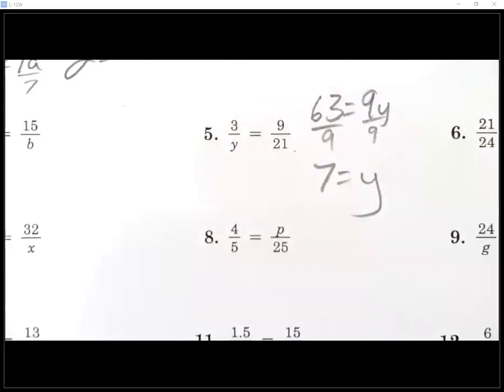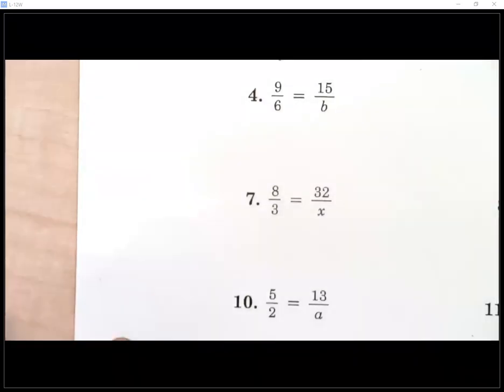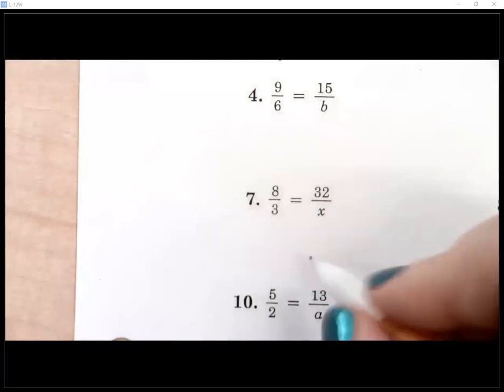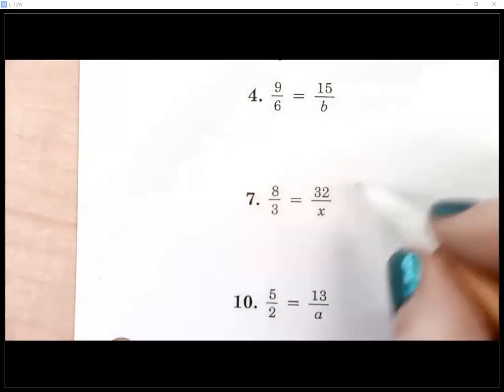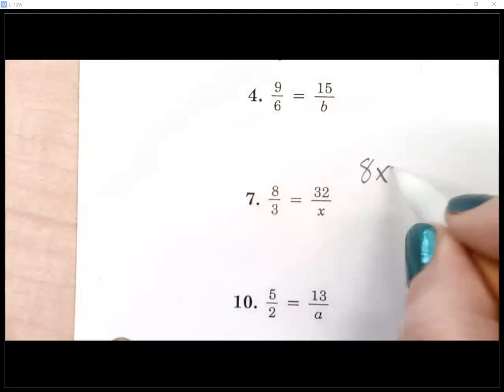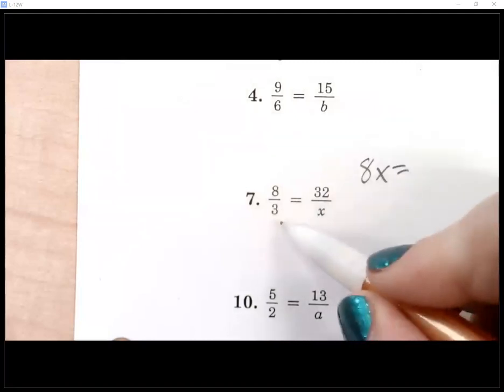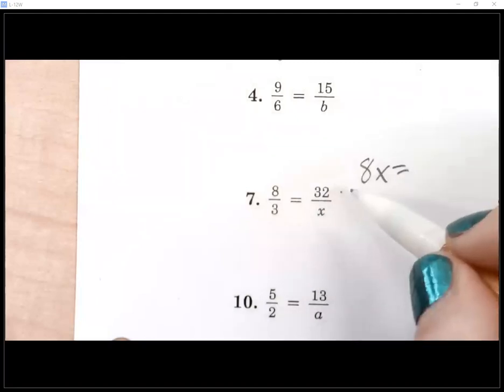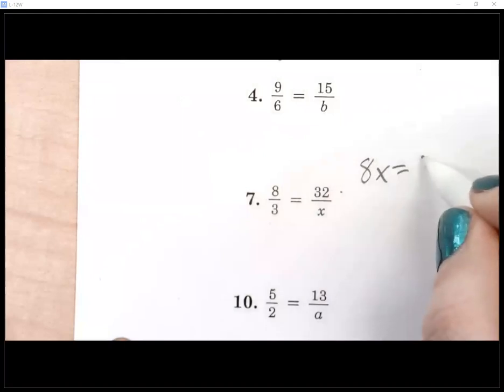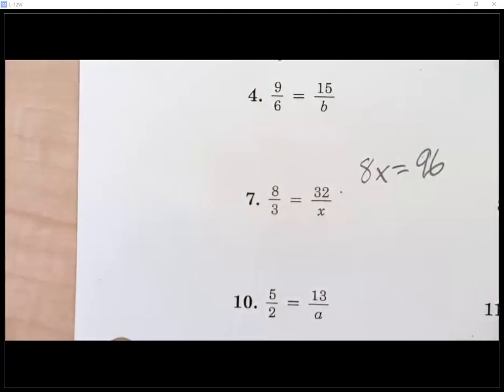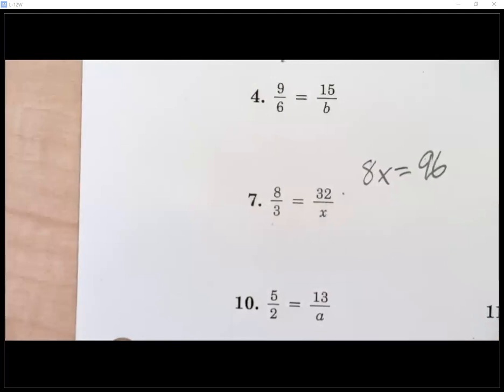Okay, cool. Number 7. Natalie's not here. Sue, what'd you get on 7? Is it 12? I don't know, yeah, I think you're right. That would be 96. 96 divided by 8, you say it's 12? Yep, you're right.